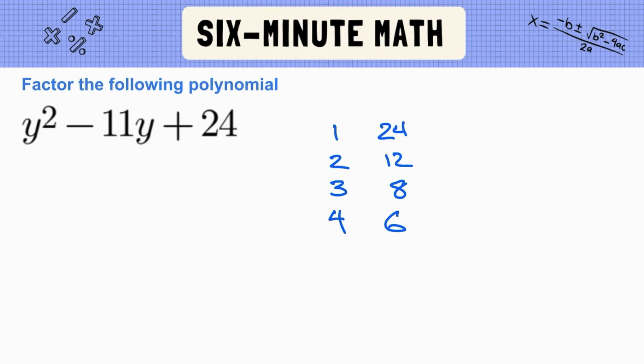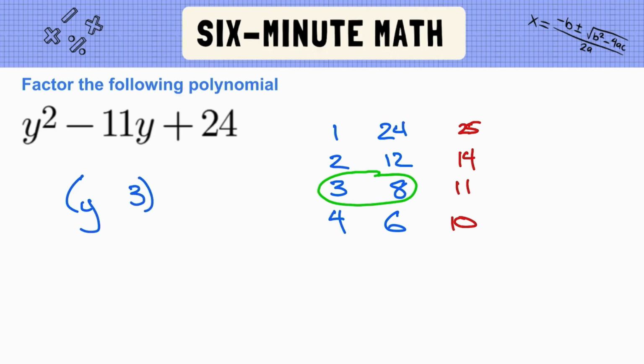So let's sum these up. We have 25, 14, 11, and 10. This tells us we're going to be using 3 and 8. So we know we're going to have y and a 3, y and an 8. And then we look at this b operation. It is negative, so we need both of these binomials to have a negative in them. y minus 3 times y minus 8.